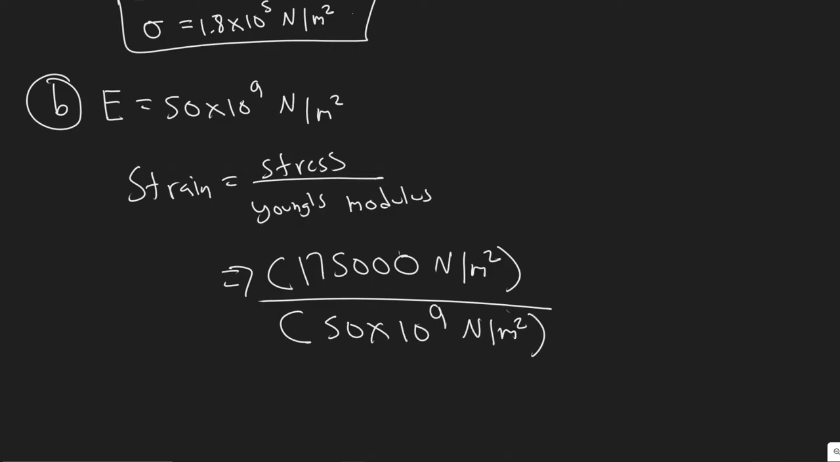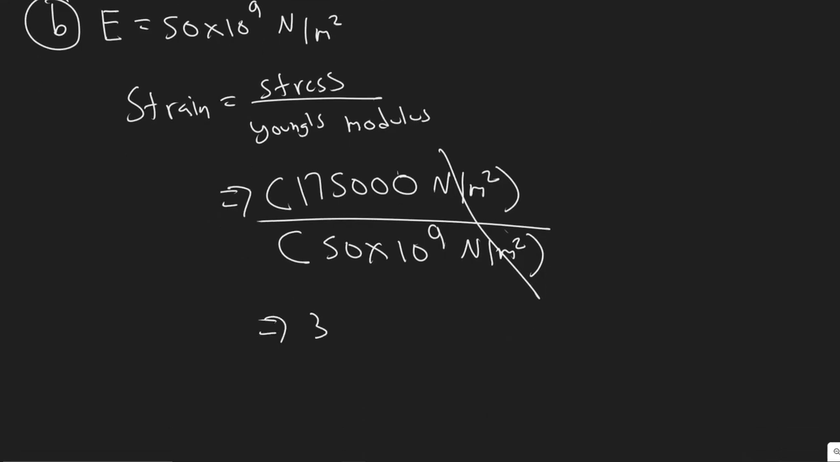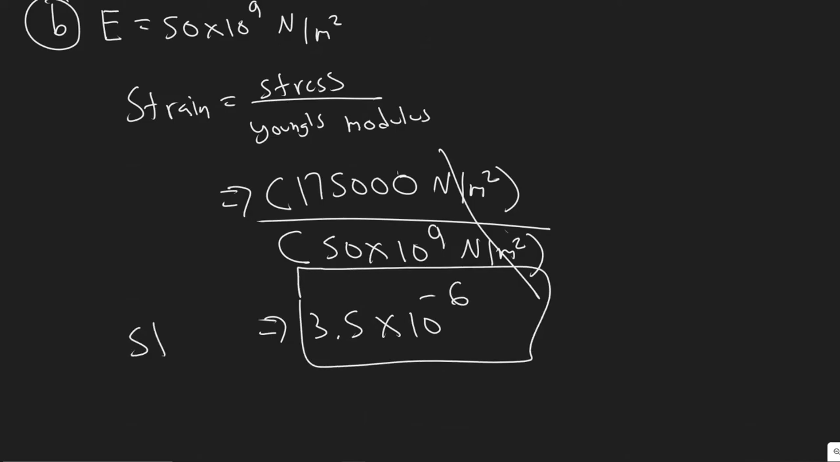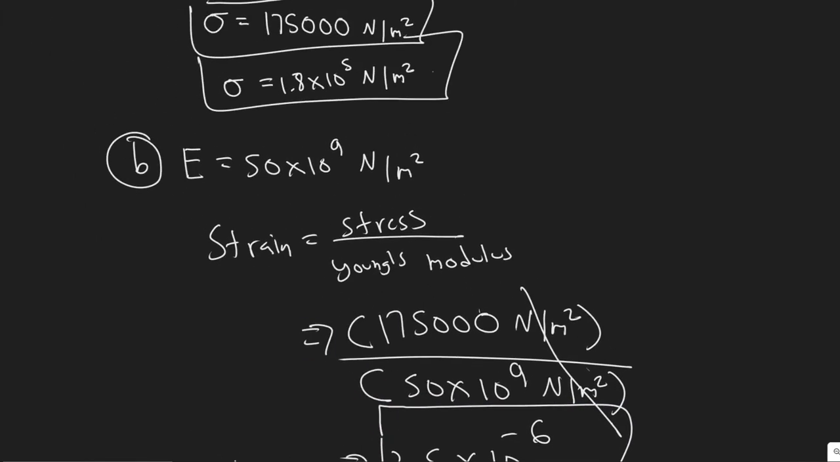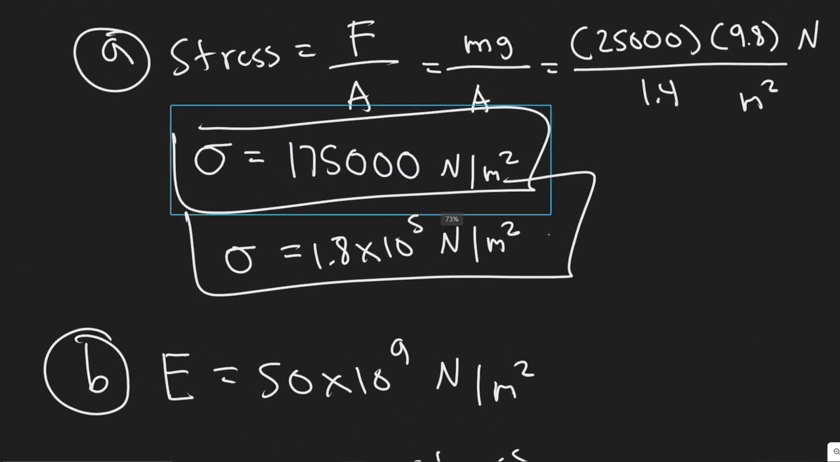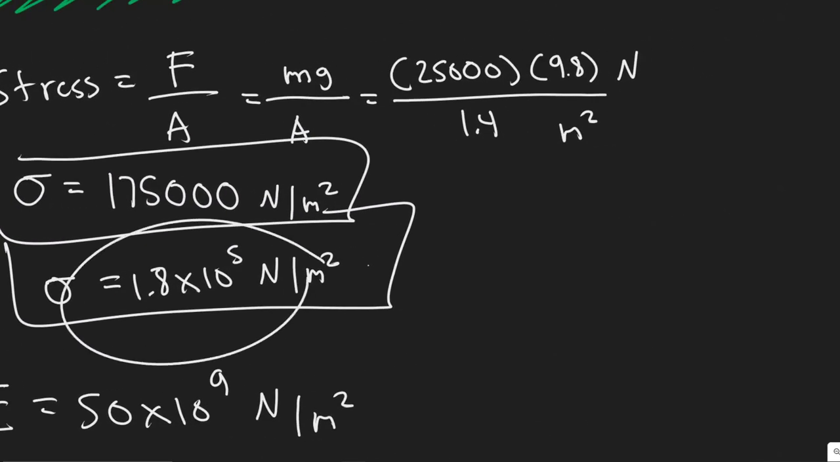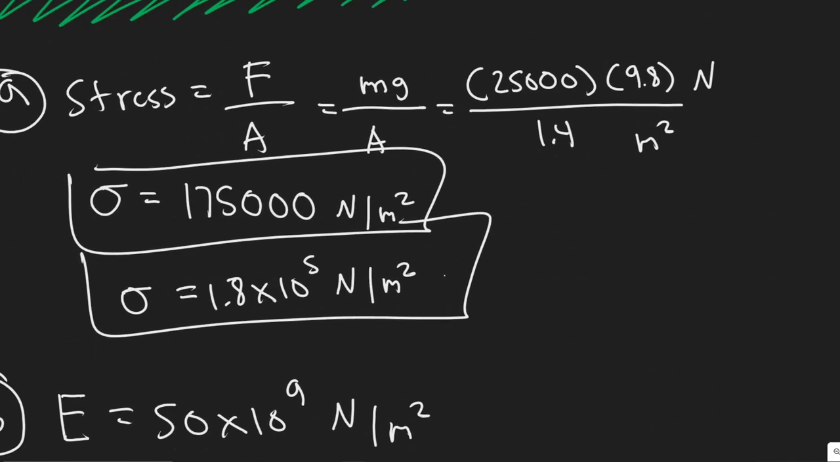So first thing you should notice is the units, they're going to cancel. Strain is essentially unitless. So 175,000 divided by 50 times 10 to the 9, what you're going to get is a strain equal to 3.5 times 10 to the minus 6. Keep in mind, there's no units for this. So your strain is going to be equal to 3.5 times 10 to the minus 6. We'll probably just leave it like this. And then your answer for the first part was 175,000 newtons per meter squared, or you can just round like this. It doesn't really matter. Just do it how your teacher wants you to.